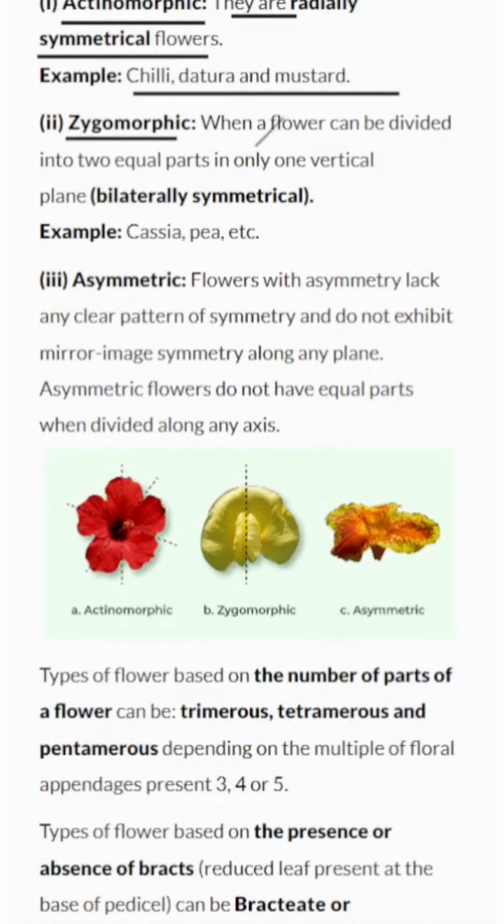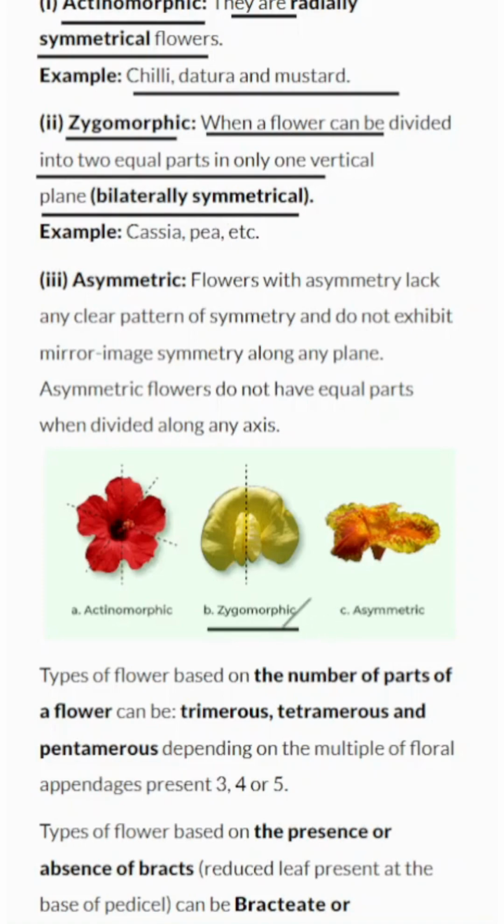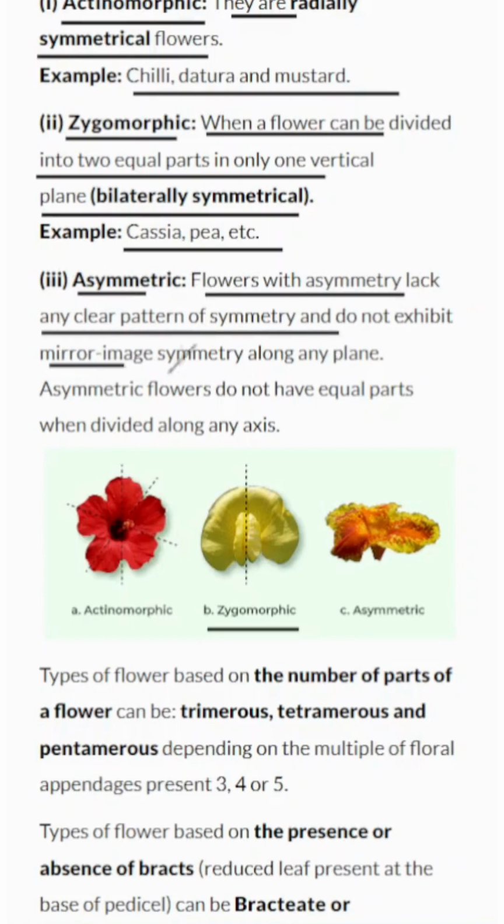Zygomorphic. In this case, a flower can only be divided into two equal parts in one vertical plane, making them bilaterally symmetrical. Some examples include cassia and pea flowers. Asymmetric. These flowers lack any clear pattern of symmetry and don't exhibit mirror-image symmetry along any plane. You can't divide them into equal parts along any axis.